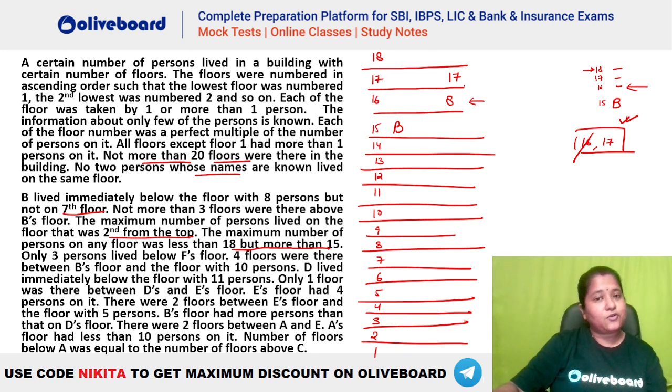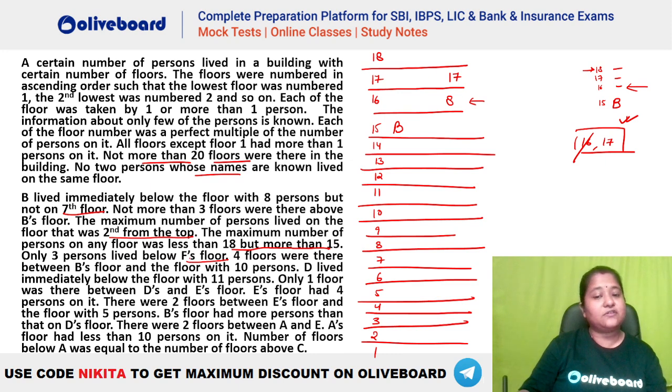So the 17th floor has 17 persons, which is the maximum any floor has. And it is second from the top. That is why we have 18 floors in total here. Okay. And you can see that we have 3 floors above B. So that is also done. Okay. Only 3 persons live below F's floor.